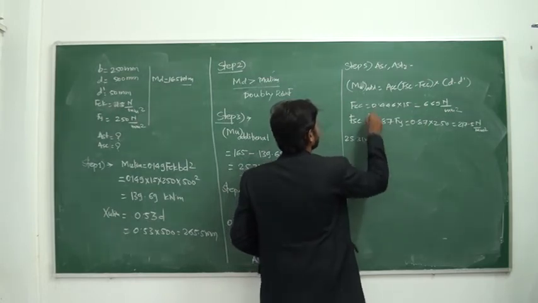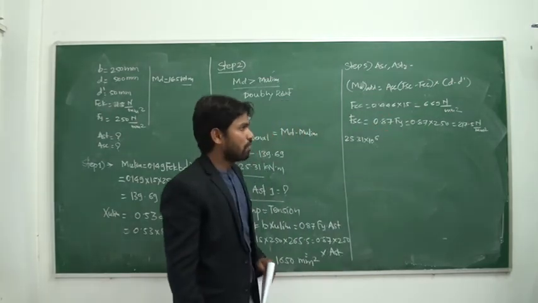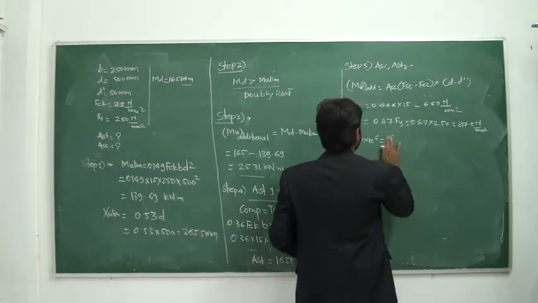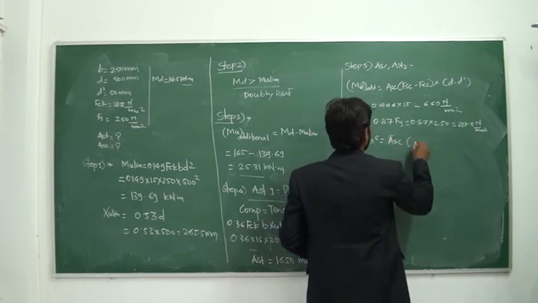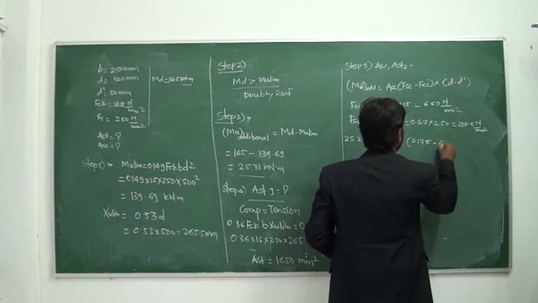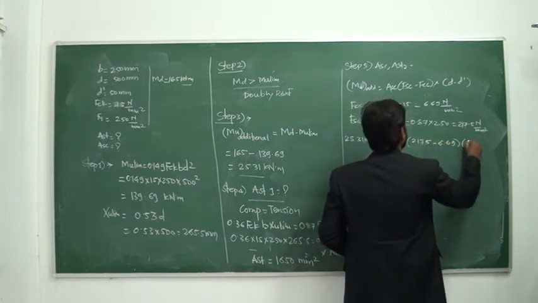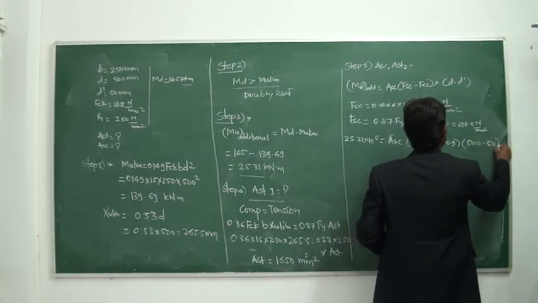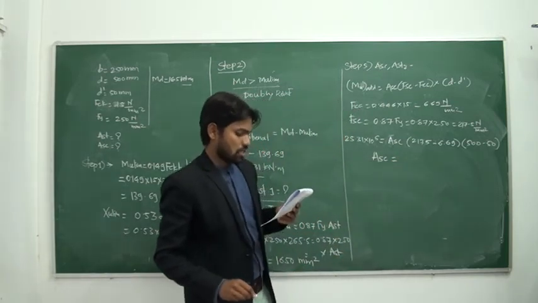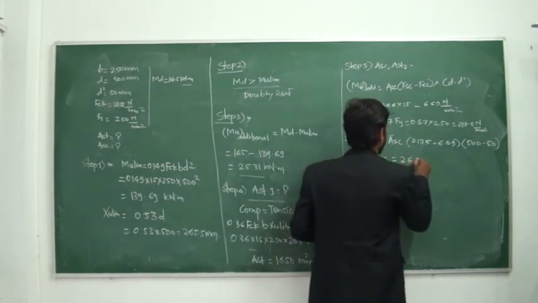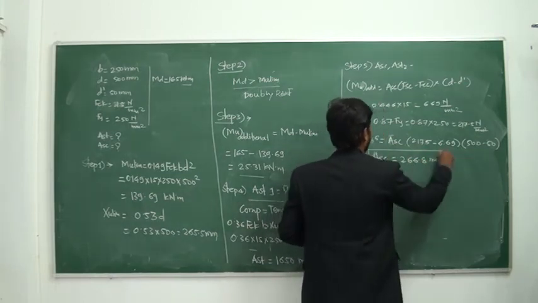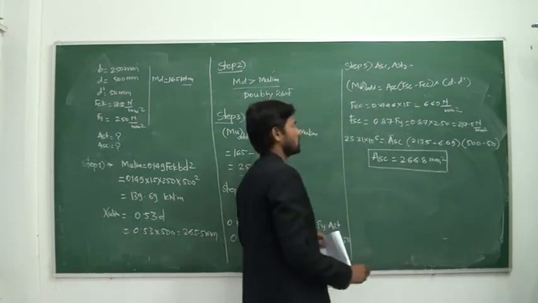Now see, when I put the values in this equation, I will put them in Newton mm, because all the values are in Newton mm. ASC I have to calculate, FSC 217.5 minus 6.69, D is 500 and D dash is 50. If you solve this, you will get the value of ASC as 266.8.